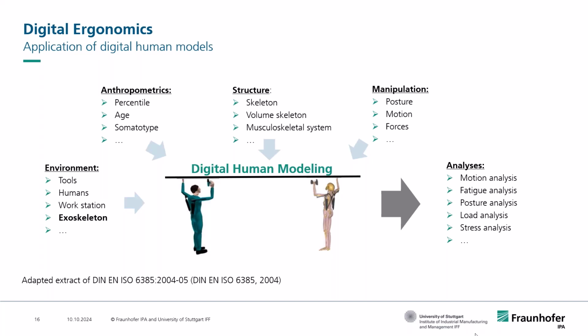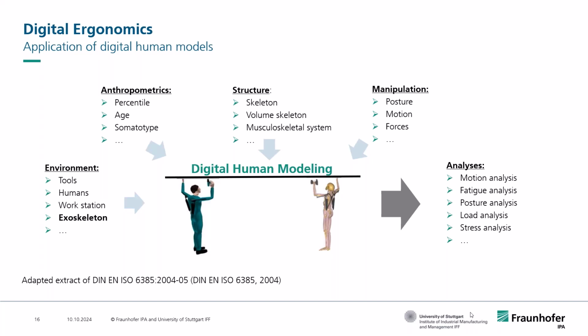So as Urban mentioned, we are doing ergonomics always within the TOP principle, and therefore we are gathering a lot of data, and we see a huge potential in methods in the field of digital ergonomics. That means the application of digital human models to get more evidence and to systematize ergonomic measures within a workplace. Therefore, I brought an overview of how digital human modeling works. You have a lot of input data from the environment, anthropometrics, the structure and the manipulation.